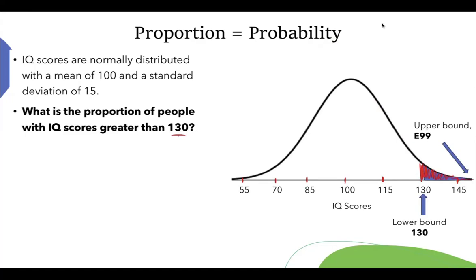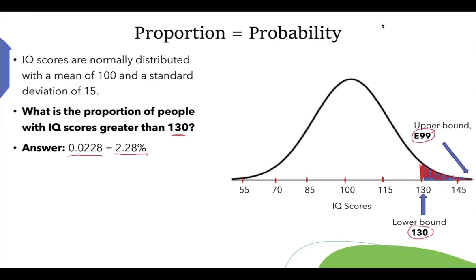to positive infinity. It's all the area to the right of 130. We can use normal CDF, putting in a lower bound of 130, an upper bound of infinity, mean of 100, and a standard deviation of 15. And this comes out to be 0.0228 or 2.28%. Let me just show you on the calculator how that's done.